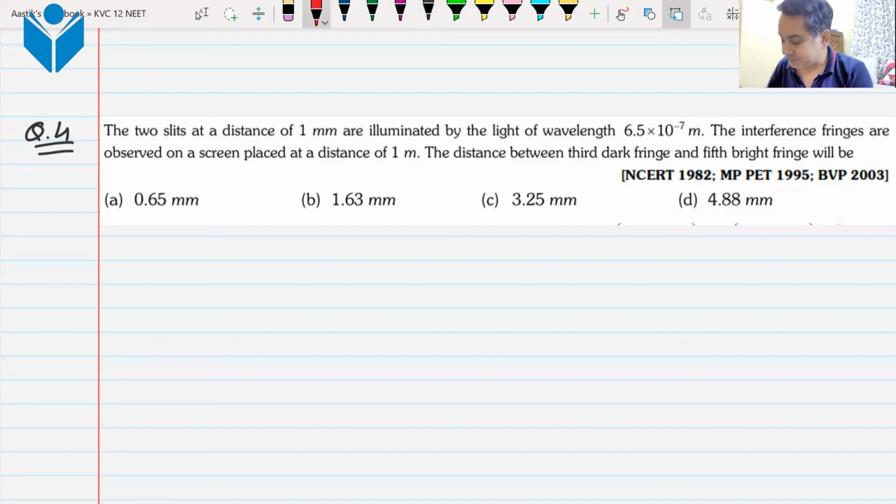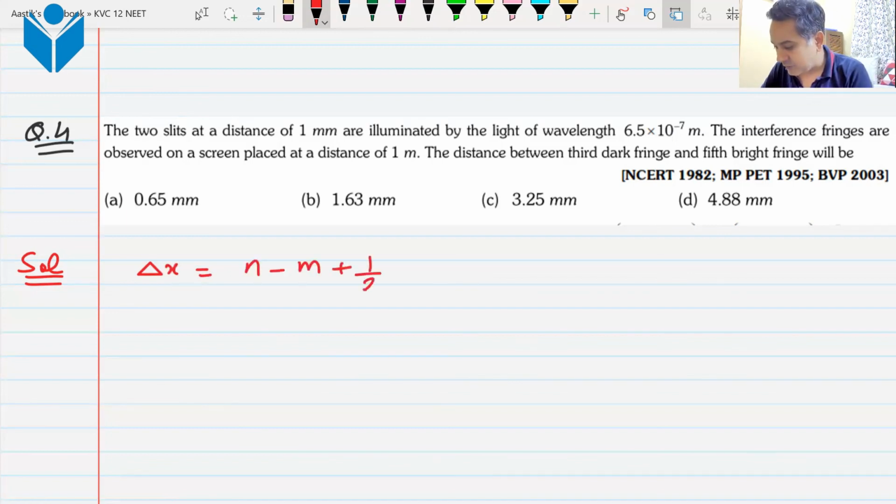How do I get this? You can use the formula straight away, or you can remember how the formula was made. The distance between the two fringes, let me call it delta x, where n is greater than m. The formula was n minus m plus half, into beta. Do you remember that formula? N is 5. So 5 minus 3 plus half.